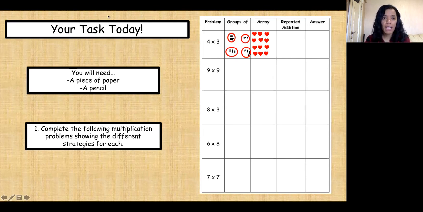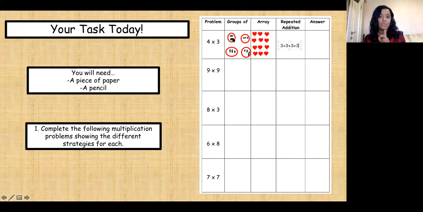Or I can go ahead and do repeated addition. How many times am I going to have? Let's make it smaller. How many times am I going to have to add 3? 4 times. 3 plus 3 plus 3 plus 3, okay? All of these should give me the same answer.